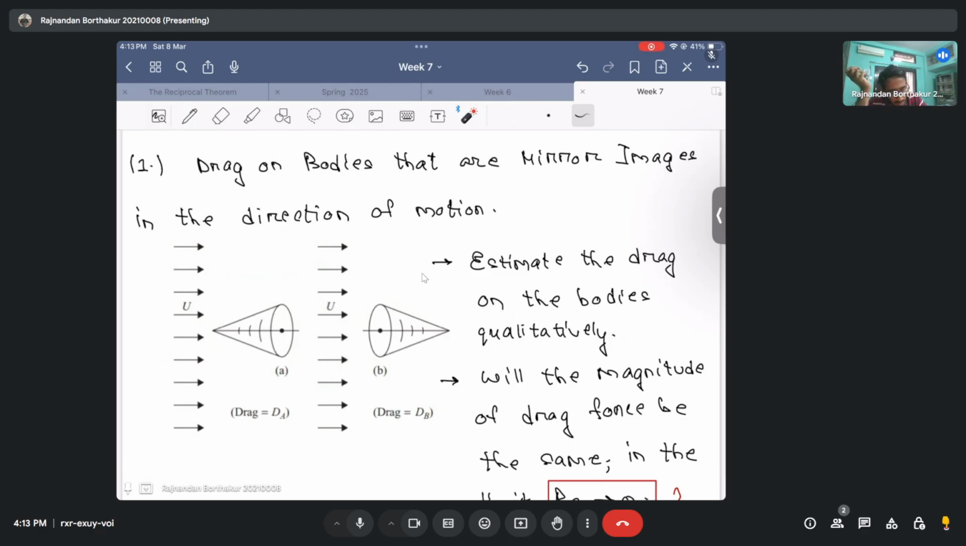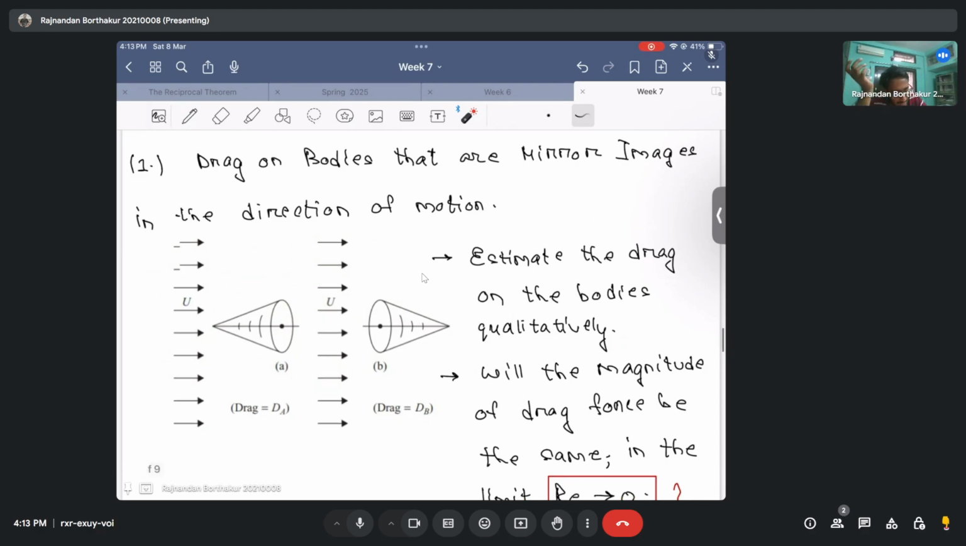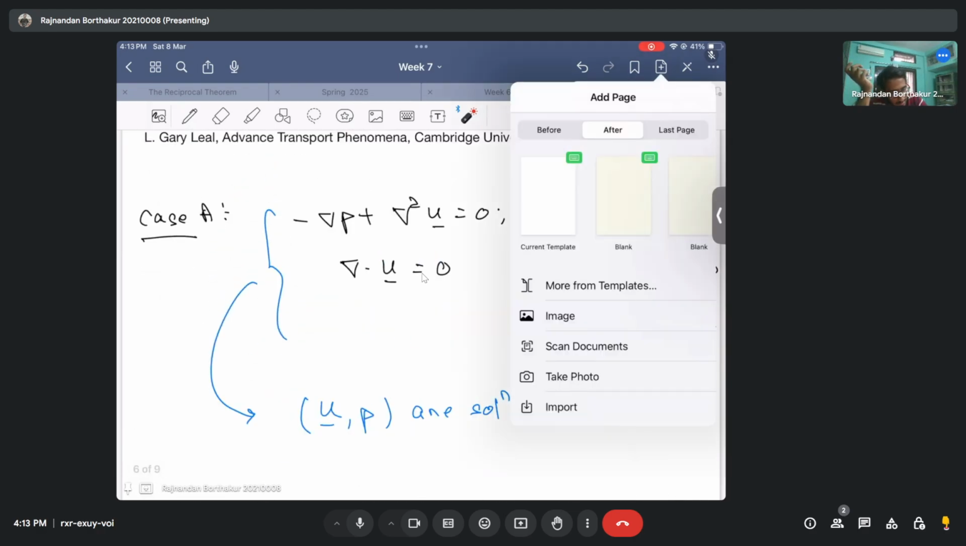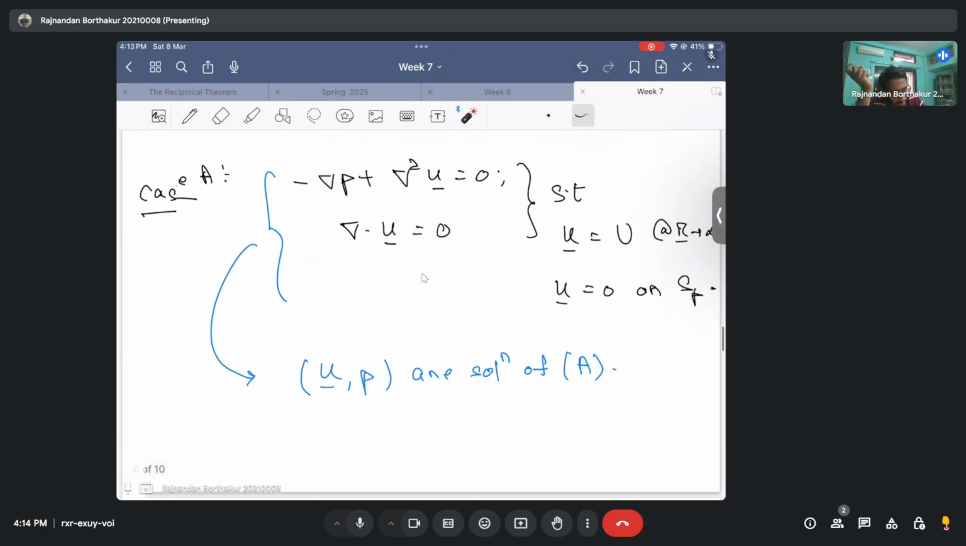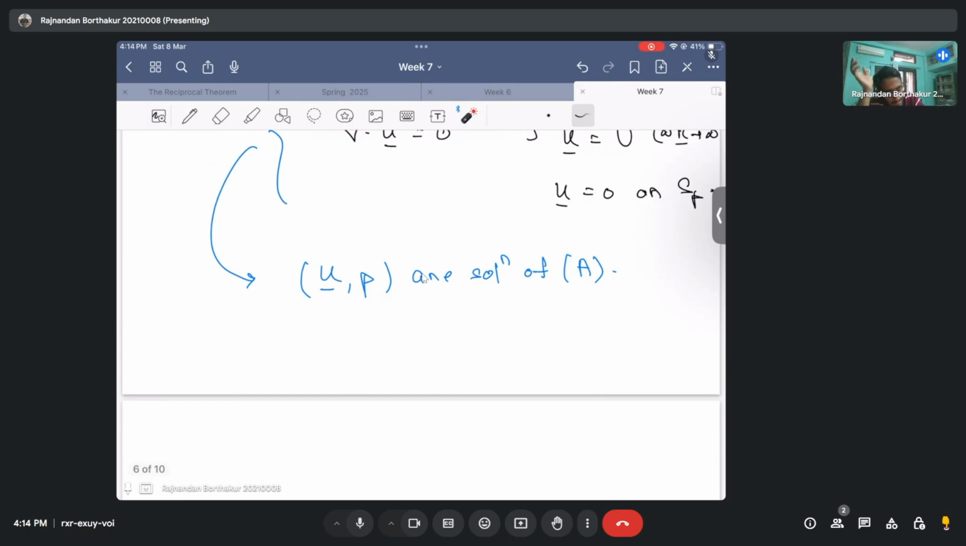Instead of putting the cone like this, instead of putting the back of the cone at front and the front at back, I can say that the flow is coming from the other end. That is exactly fine, right? Then I can argue that if the flow is coming in the other direction, then minus u bar and let's say minus p are the solutions of B, right? Now this I can say only because my governing equations are linear.